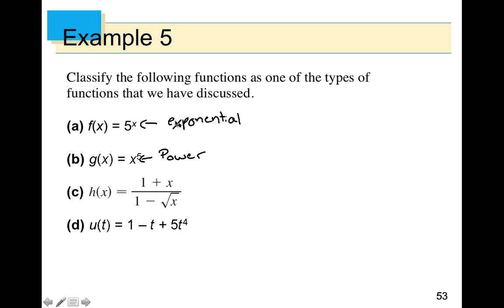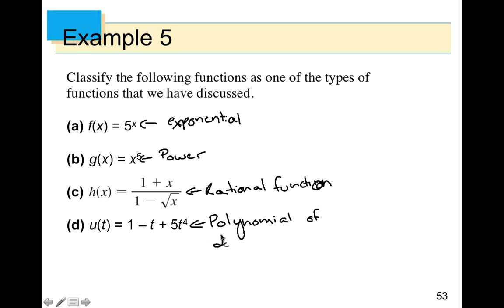h of x is 1 plus x over 1 minus the square root of x. Since it is a ratio, I can call this a rational function. And the last one, 1 minus t plus 5t to the 4th. This is just a simple polynomial function of degree 4, because 4 is the highest exponent.